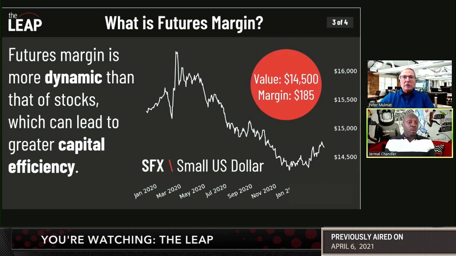Futures margin is more dynamic than that of stocks, which can lead to greater capital efficiency. And I think this is something that we use across the trading landscape, this idea of capital efficiency. That's a big term. So what do we got going on here? Explain this one to me.